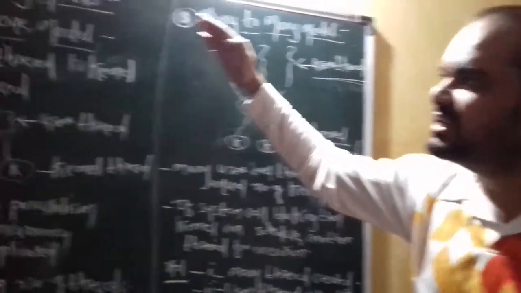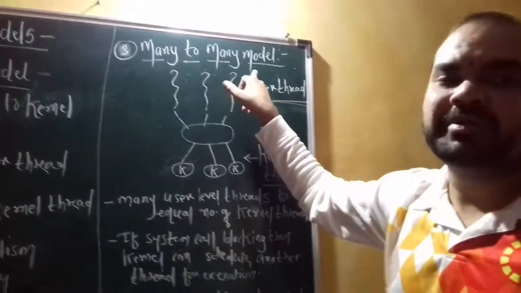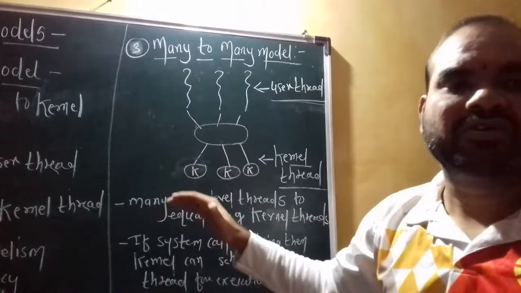This is exactly a simple explanation of the one-to-one model and the many-to-many model. This is simple, and this point is very important from the exam point of view.